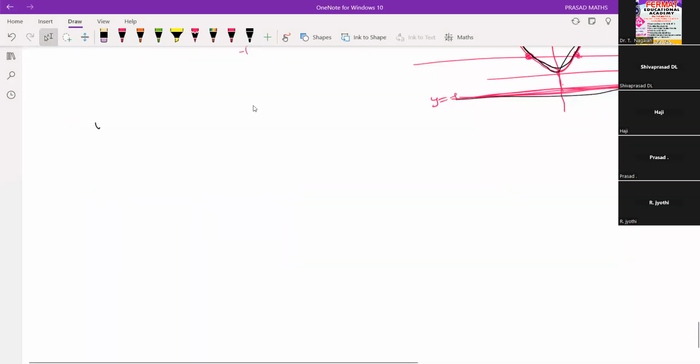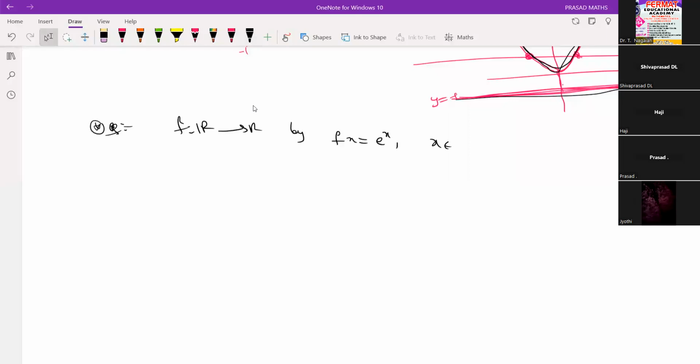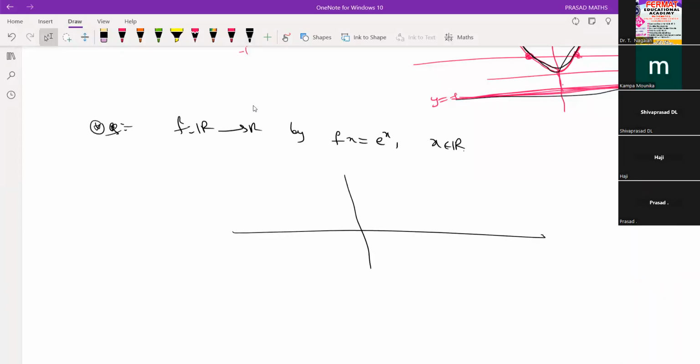Okay, suppose you take this function, R goes to R, e power x. Is it onto? No, sir. My domain is R, my codomain is R. So my function is what? As x tends to infinity, it goes to infinity.